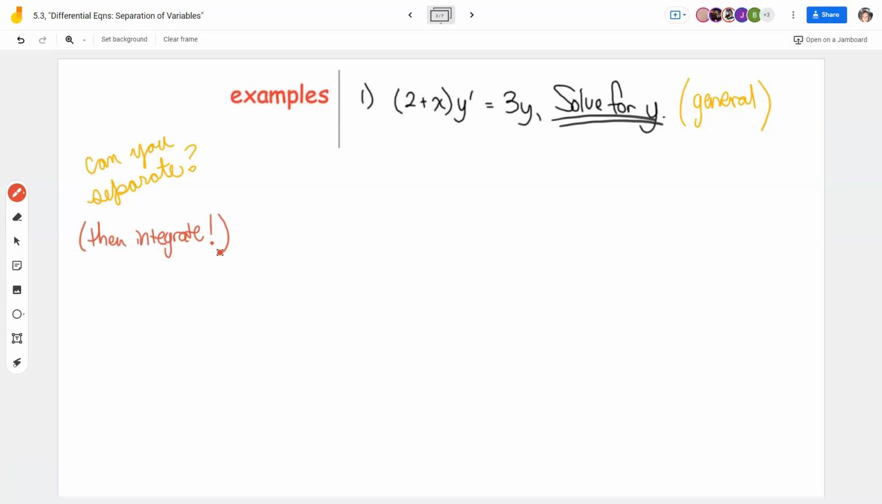P.S. Double check your work. Have you yet rewritten y prime as dy dx? You're trying to get a y equals at the very end. Is that right towards the beginning?